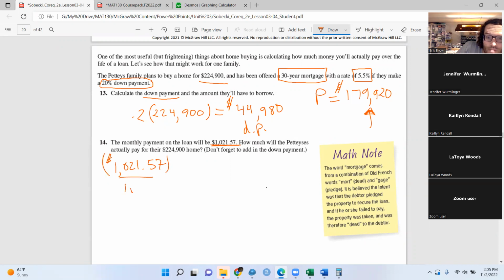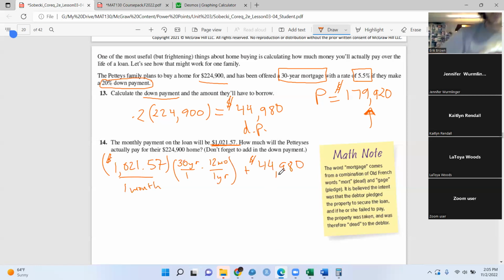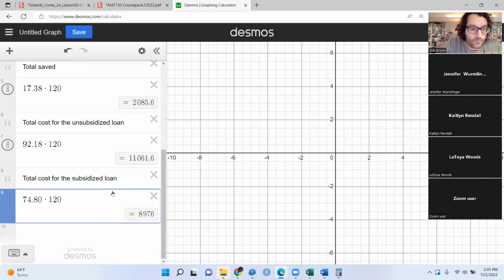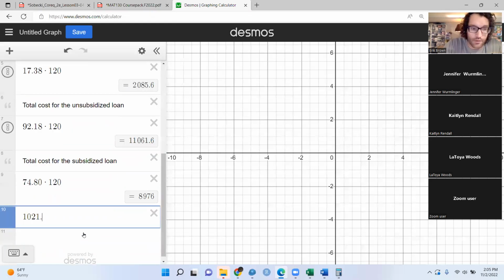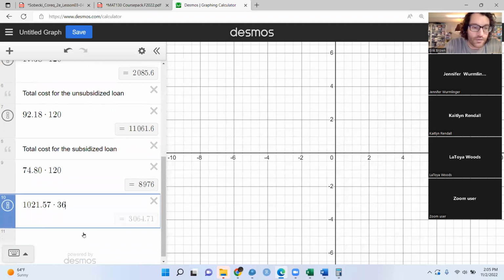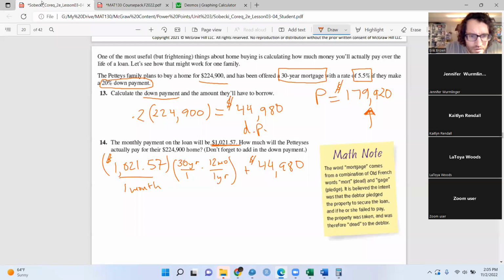So we're going to do this per month. Then we just multiply the 30 years times the 12 months per 1 year. And then we're going to add to that the initial amount of cash they tossed into the house at the beginning, and we'll see how much this house costs. It's depressing. So what was that? 1021.57 times 360 plus 44,980. Did I get those numbers right? I did.